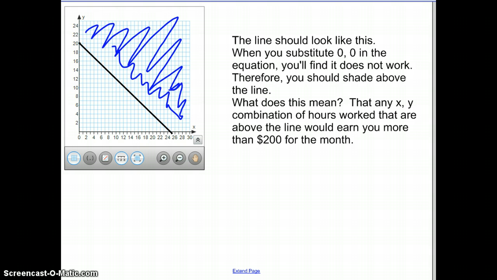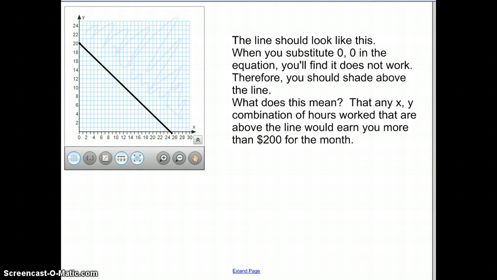And what does this mean? It means that any XY combination of hours worked above the line would earn you at least $200 a week. Anytime you go above the line, it's more than $200. On the line, it's exactly $200. So you should understand what these graphs mean.